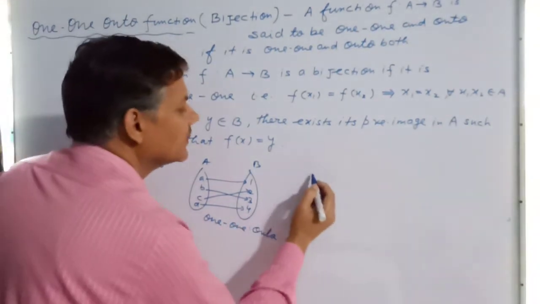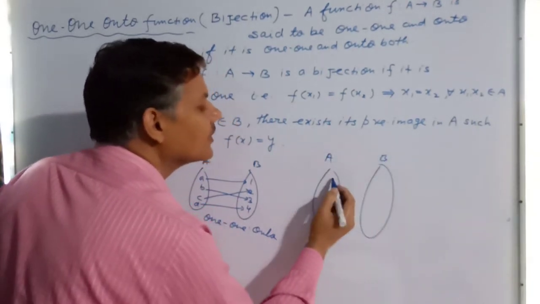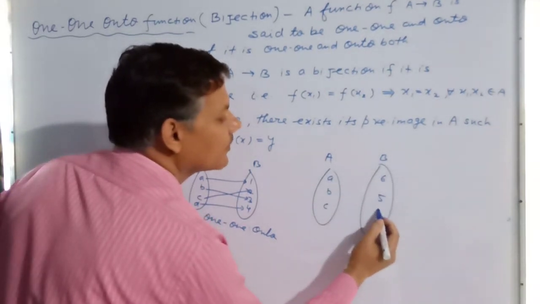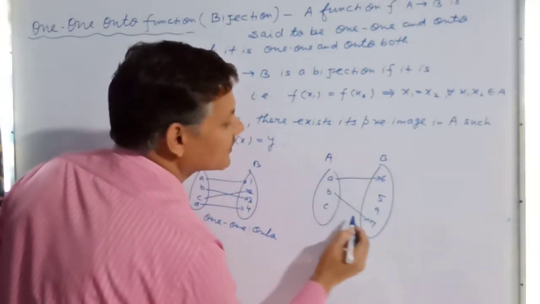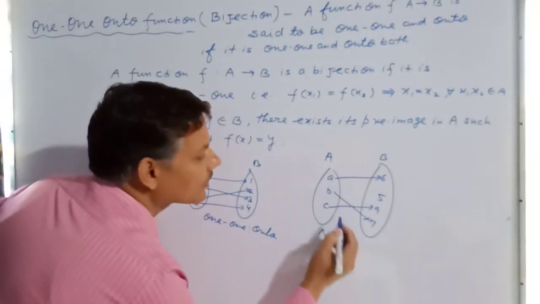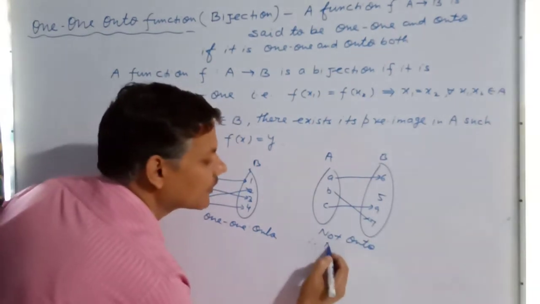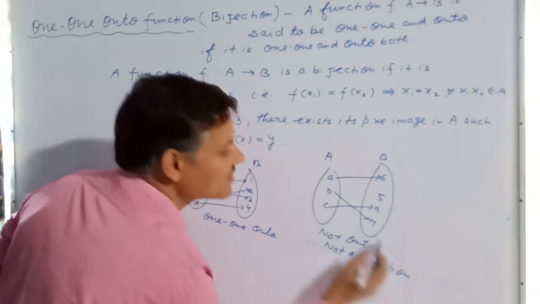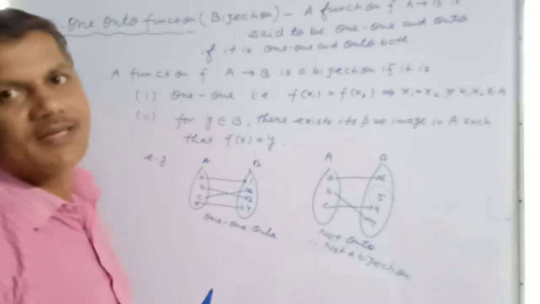But in case I take this type of function, A, B, C mapping to 6, 5, 9, 7, so it is what? Not onto, therefore not a bijection. Since here element 5 does not have its pre-image in A, that's why it is an into function.